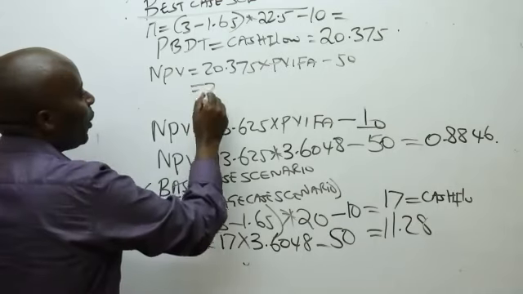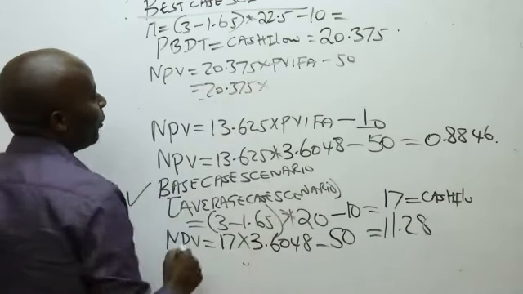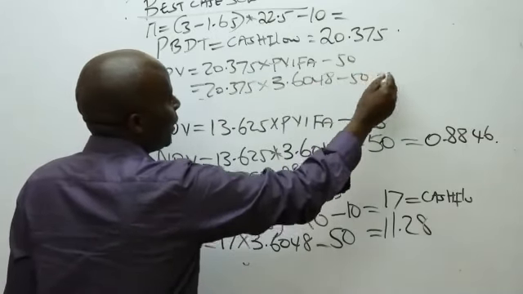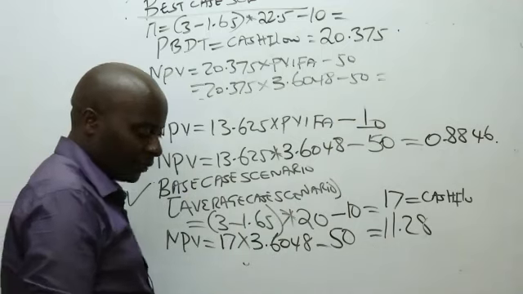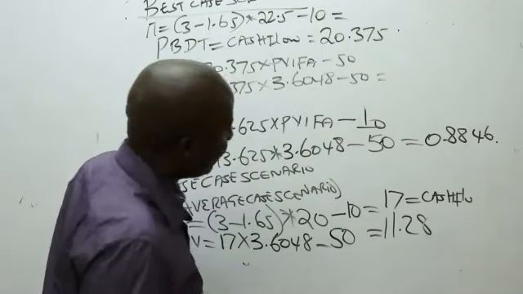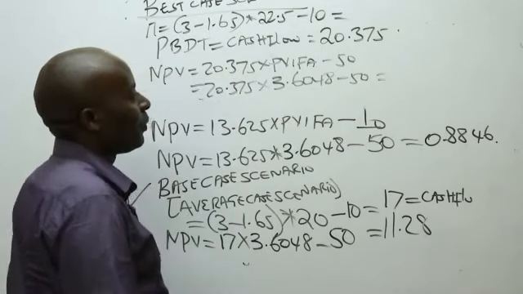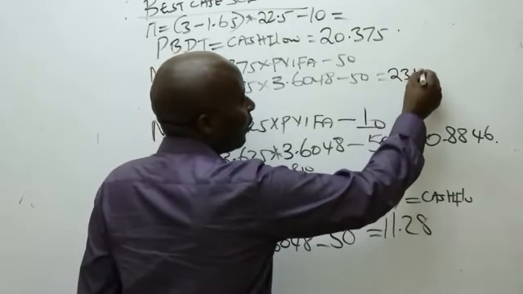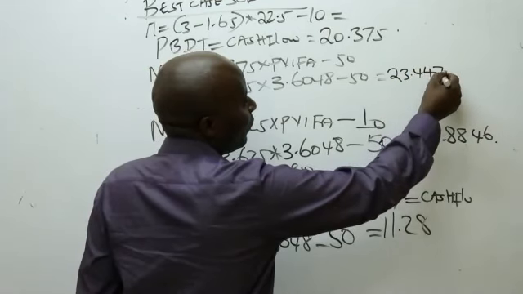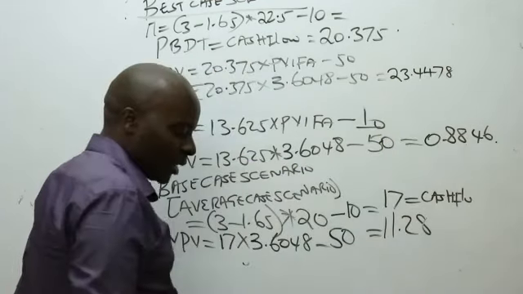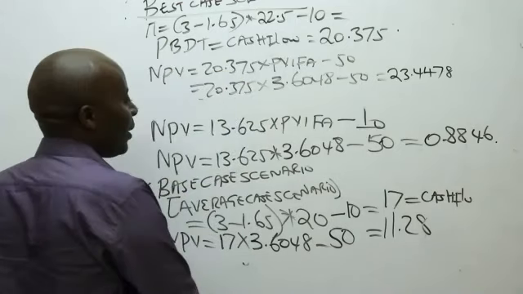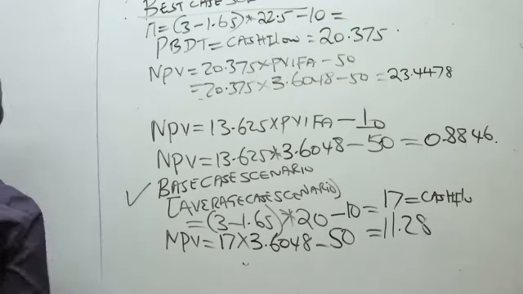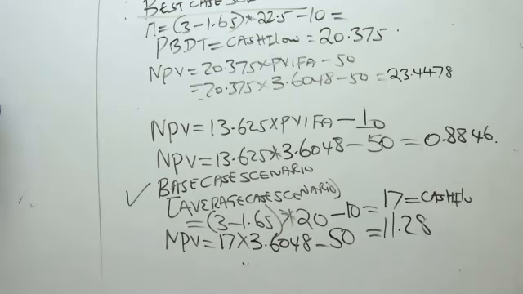So this will be 20.375 multiplied by 3.6048 minus 50, which will be equal to what at the end of the day? 478. So come right away, ladies and gentlemen, and do a summary for us. Follow me, my cameraman, all the way to here. Do a summary for us.